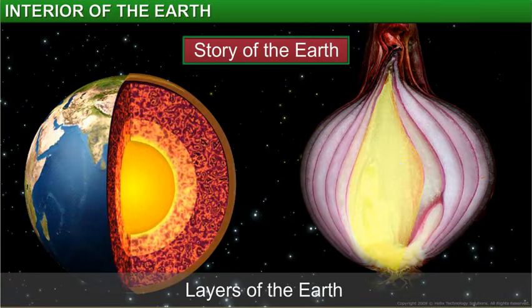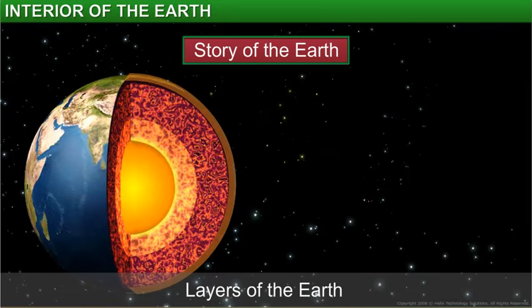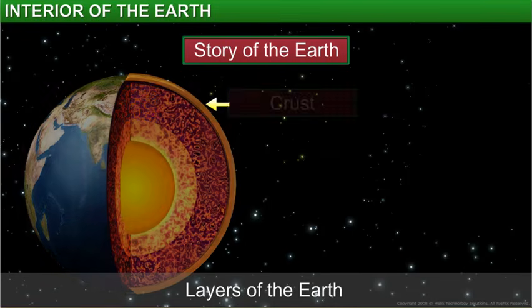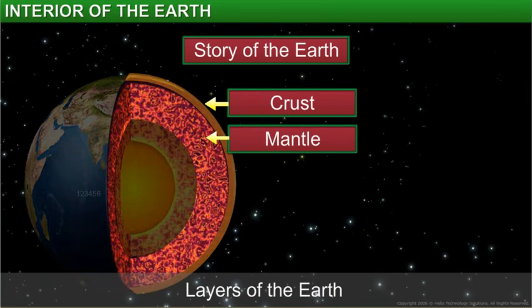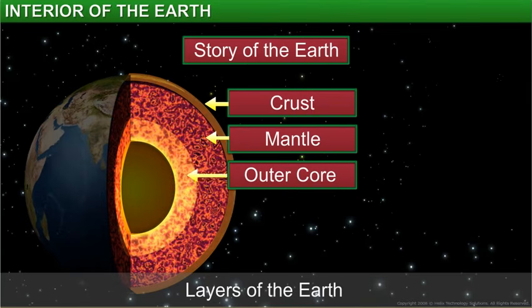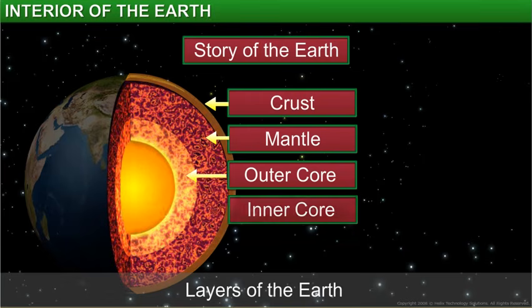These layers are arranged one on top of the other. The outermost layer is the solid crust. Next is the highly viscous layer called the mantle. Below the mantle is the liquid outer core of the Earth. A solid inner core forms the Earth's innermost layer.